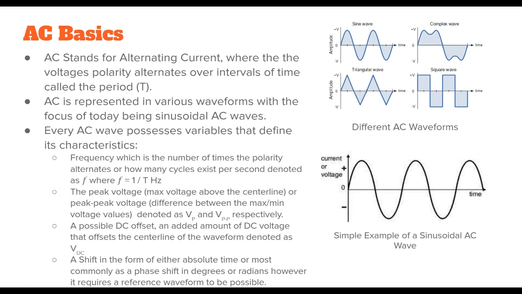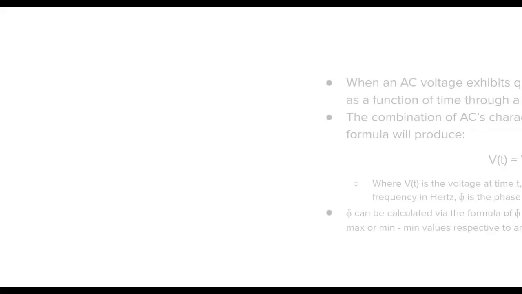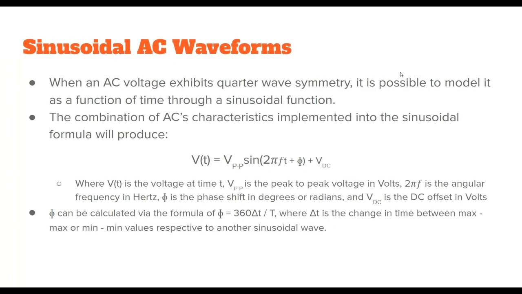And finally, a phase shift measured in reference to an AC source, in units of either absolute time or units of angle like degrees and radians. When an AC wave exhibits quarter wave symmetry, i.e. each quarter in time of the wave is symmetric to the next, it can be modelled mathematically as a sinusoidal function of voltage over a period of time.